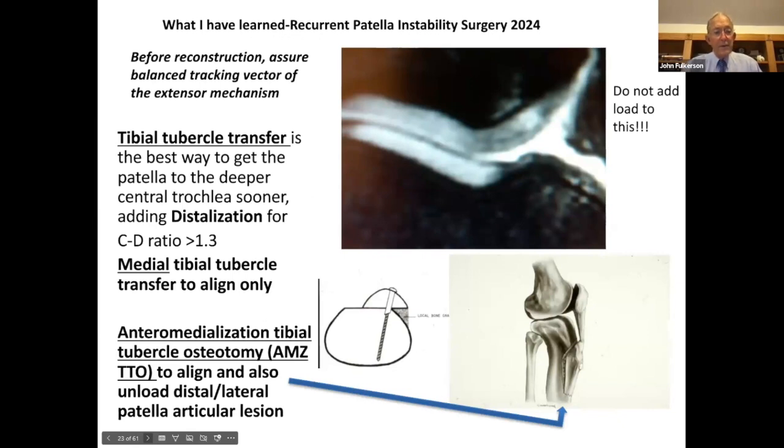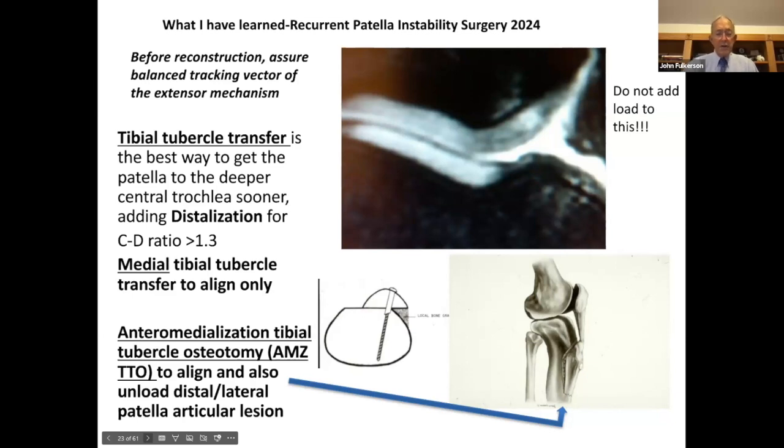I think tibial tubercle transfer is the best way to get the patella to the deeper central trochlea sooner. That's a little different way of looking at it than we have looked at it in the past. Adding distalization for Caton-Deschamps ratio over 1.3. You know, there's all these, Dr. Sherman talked about 1.2, 1.4 is a common threshold. I use 1.3. And if we want to align only, we just need to move the tubercle medially. But anteromedialization, as Dr. Sherman said, is powerful because it aligns, but it also allows us to unload lesions.